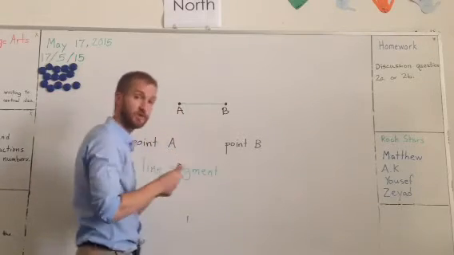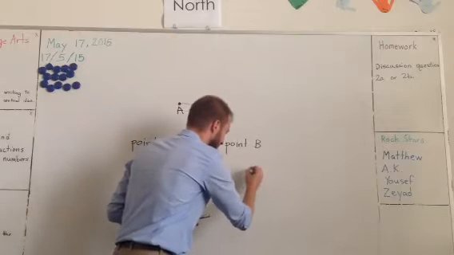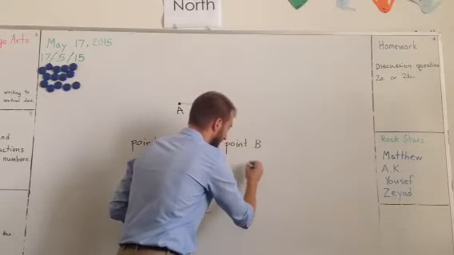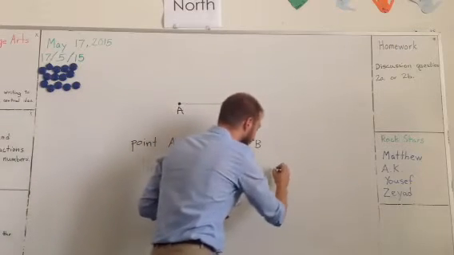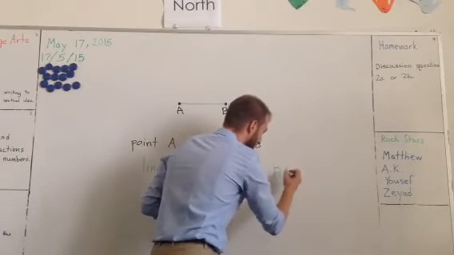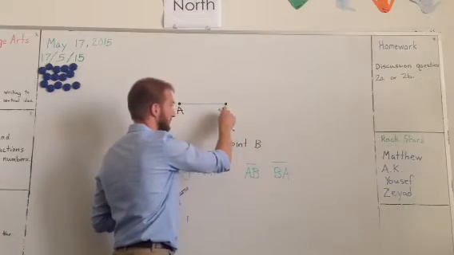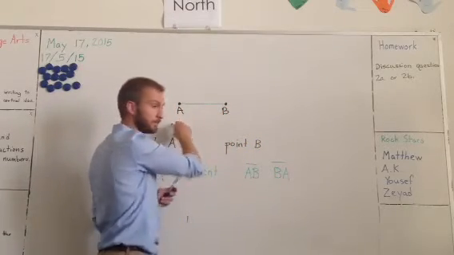If I'm writing that in shorthand, I can write that as line segment AB, because it starts at point A and ends at point B, or it's okay if I write it as line segment BA. It also starts at point B and ends at point A.